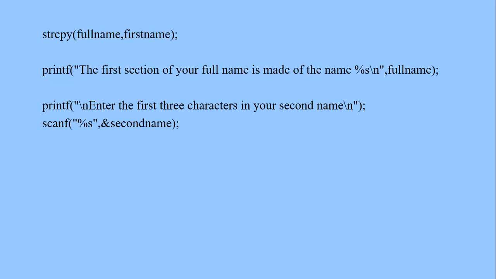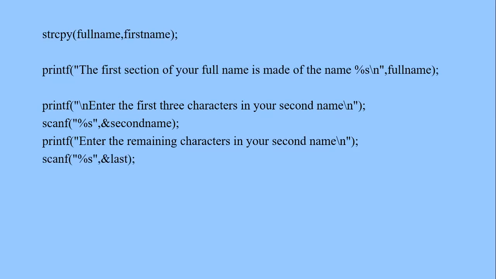Those first 3 characters will be picked and stored in the memory location called second name, and it is of type string. Remember what we talked about, the string identifier, or identifier of array of characters. Then this other message will be displayed on the screen: enter the remaining characters in your second name. So you will enter the remaining characters. They will be picked and stored in the memory location called last, which is of type string, or the data is supposed to be of type string.